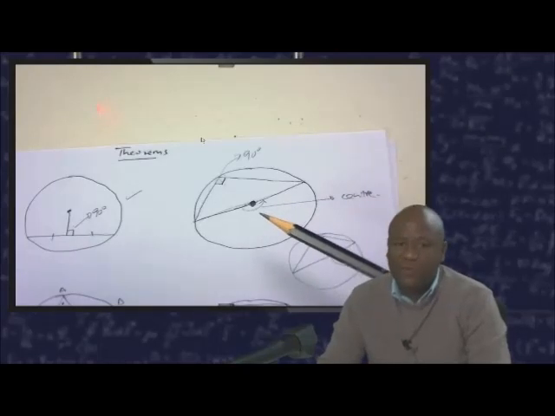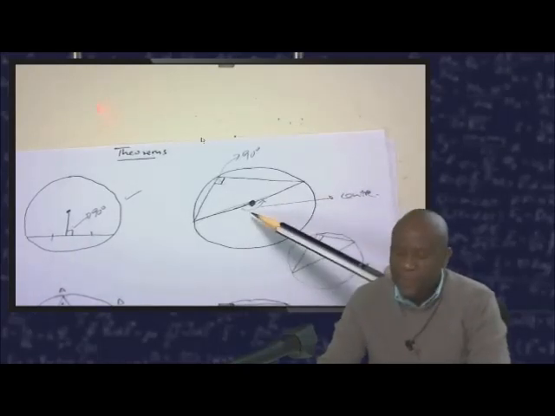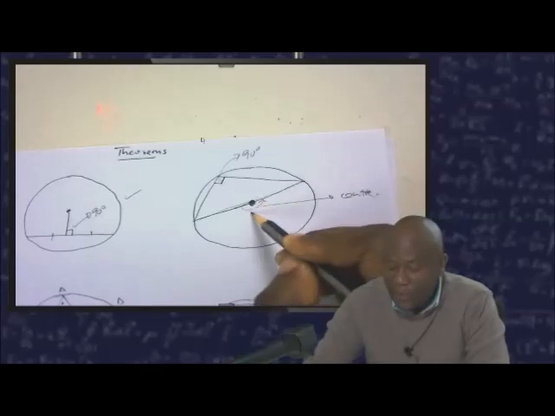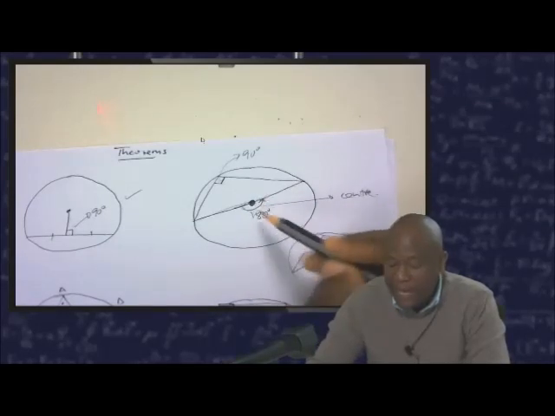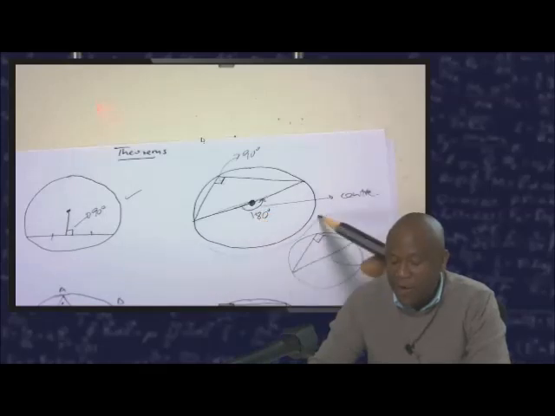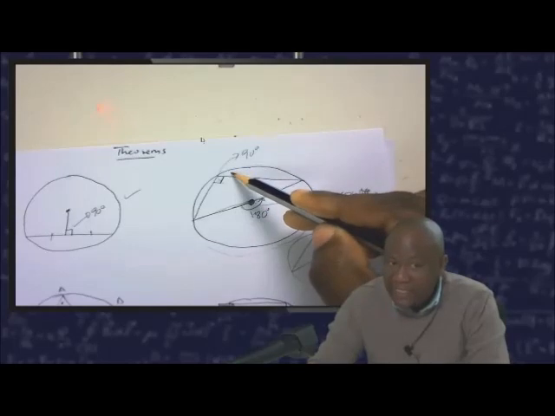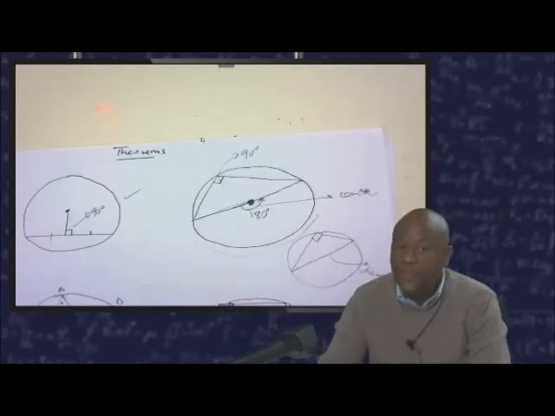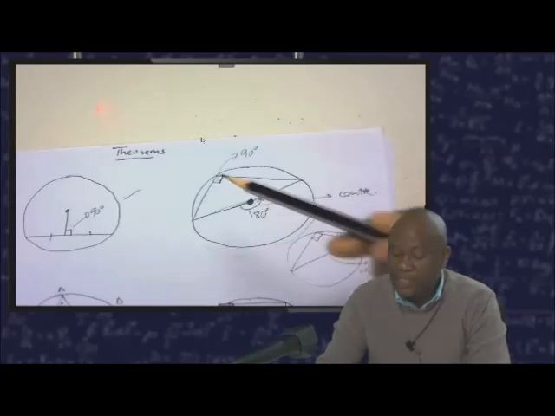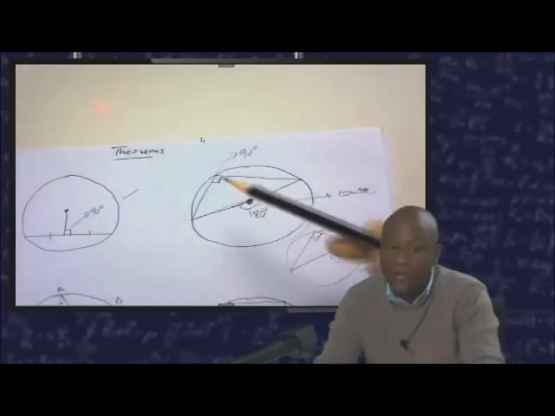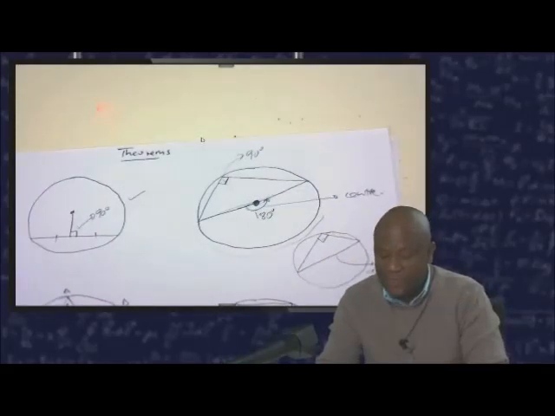It can also be used for the angle at the center subtended by the arc being twice the angle on the circle. This angle here is 180 degrees, a straight angle. The angle subtended by the arc at the center of the circle is twice the angle it subtends at any point on the circle. So this one is 180 degrees, that one must be 90 degrees, because the one at the center is twice the one on the circumference.